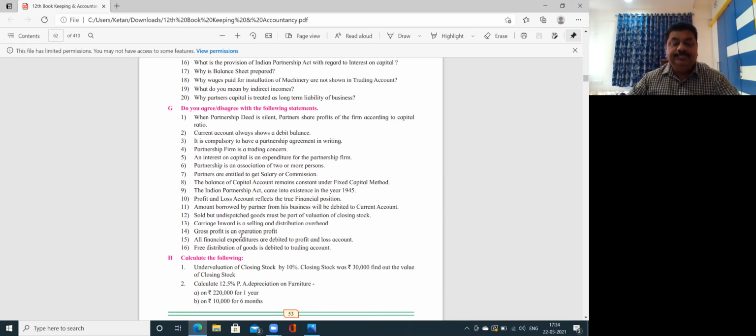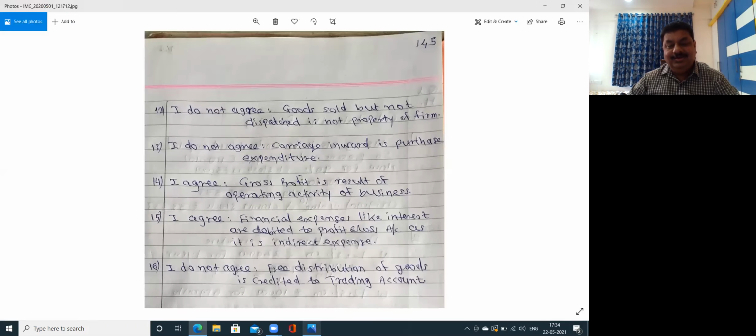Number 13, carriage inward is the selling and distribution overhead. I do not agree, because carriage inward is a purchase expenditure.